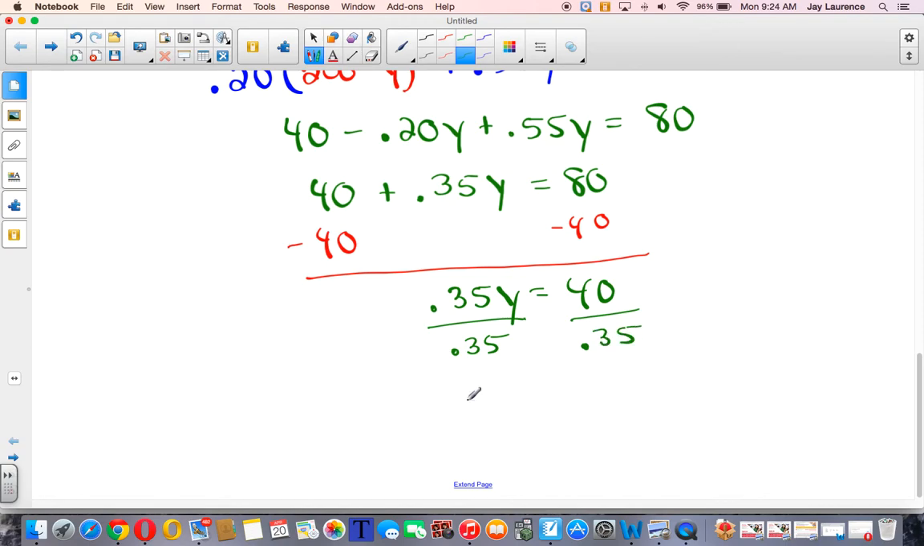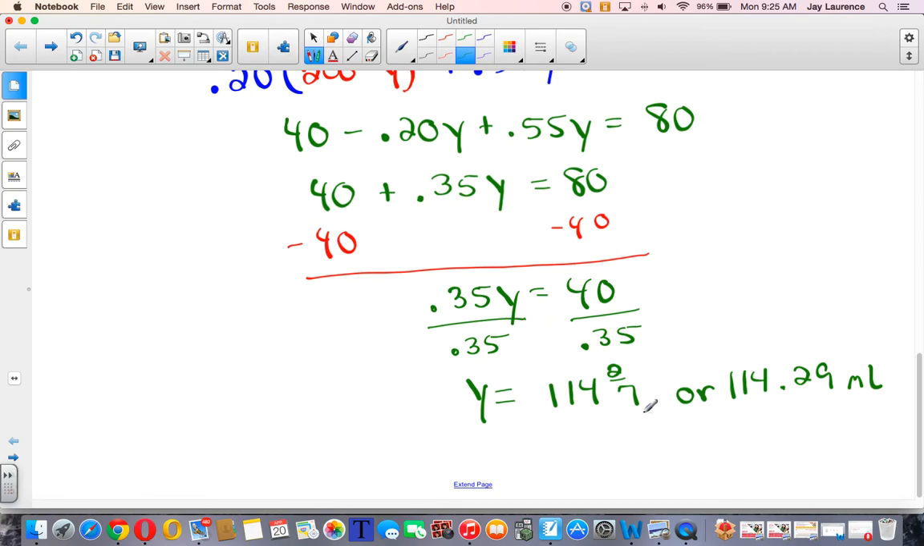And so then y is going to equal, hold on a second, I'm going to, in the interest of time, do this using a calculator. So we have 40 divided by 35 hundredths, and I'm going to end up with 114. And it's going to be 2/7, or you can say approximately 114 and 29 hundredths milliliters. I wouldn't round to the nearest tenth on this. I would go to the hundredths.